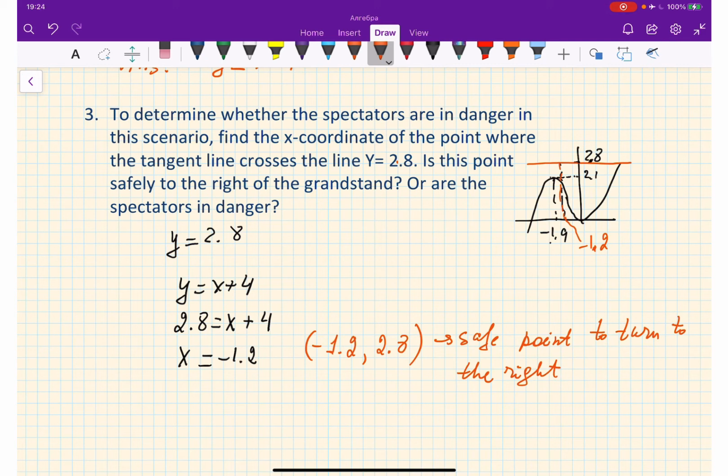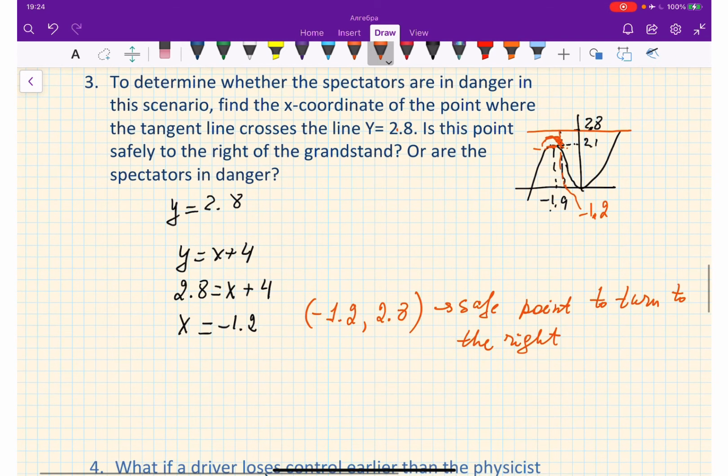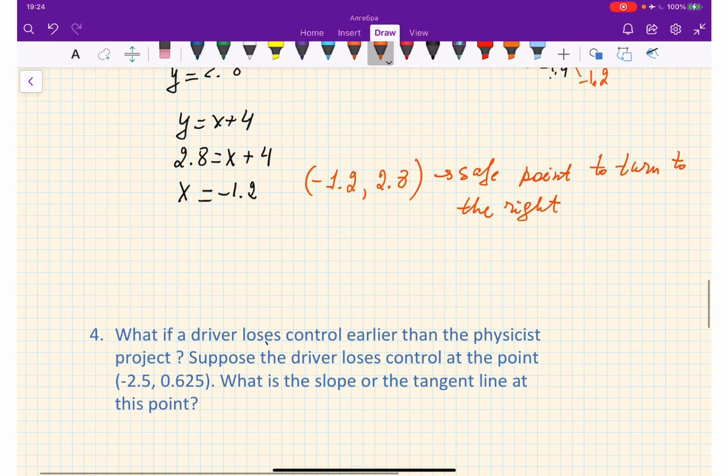Okay, so you have to pass a little bit and come here and then only turn. You don't want to turn right here, because at this line your tangent line is 0, so you are reaching here and then start turning down, turning to the right. All right, question number 4.